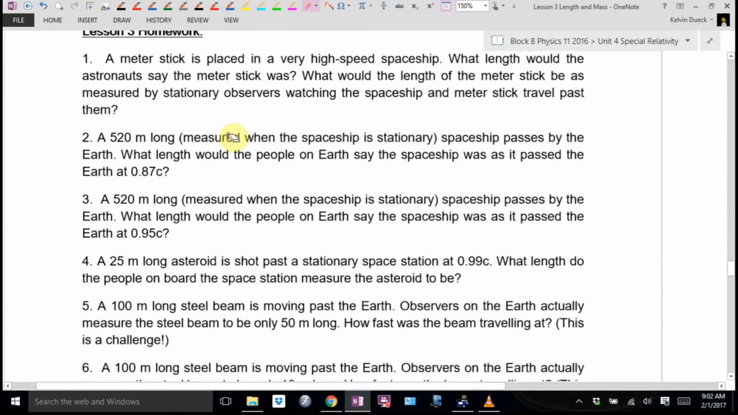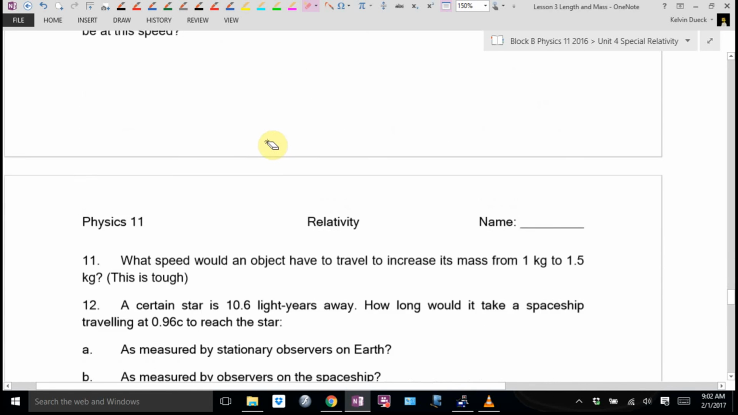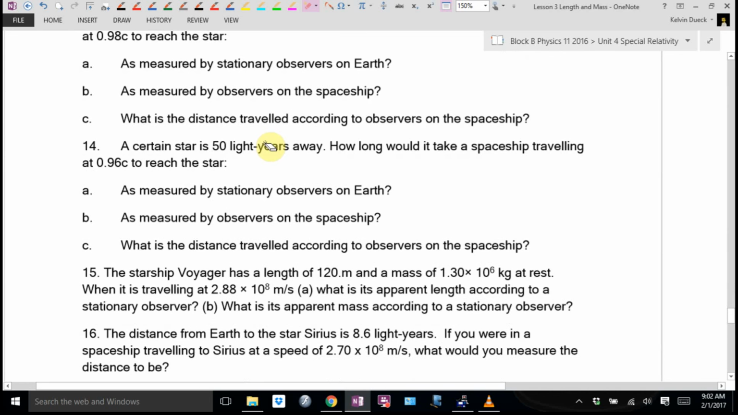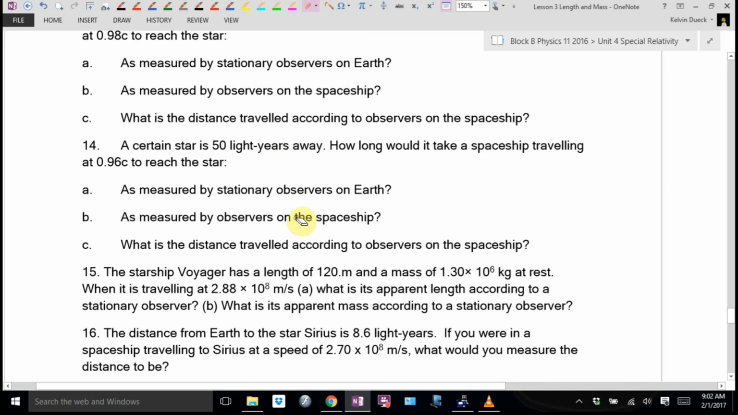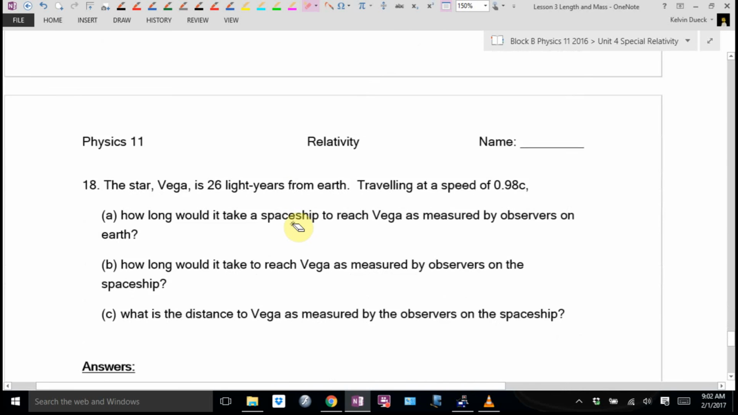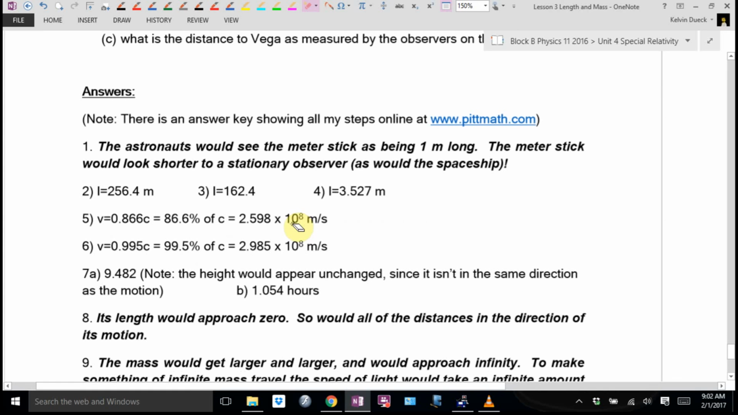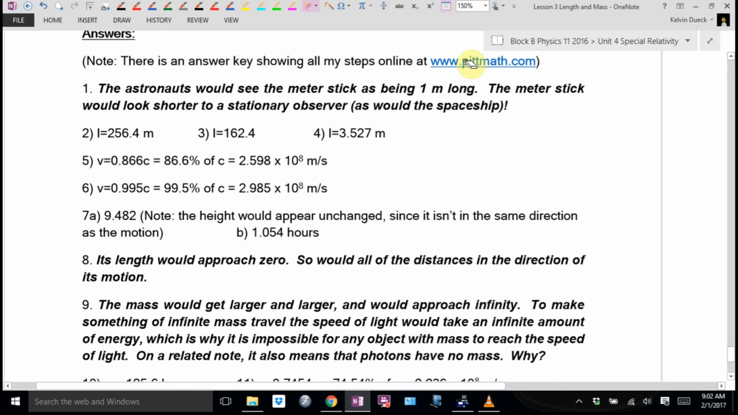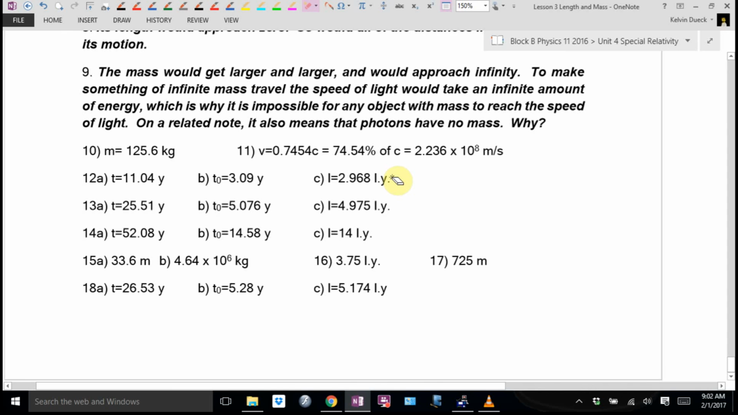What's your homework? Folks, I think you can now do every single question on here. This has some time dilation, some length contraction, and some mass increase. You could do this on a separate piece of paper. I will post an answer key showing all my steps online a little bit later. I did attach the answers as well. You can check your answers to see if you're doing it right.